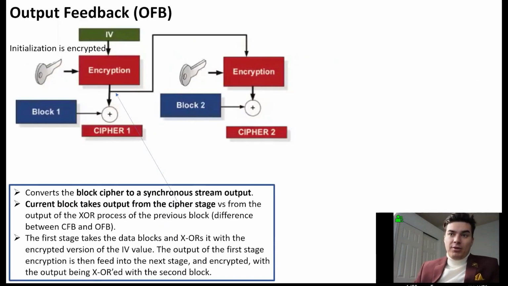So output feedback mode is almost the exact same as cipher feedback, as it's taking the block cipher and turning it into a synchronous stream output. But the difference is that it's taking the output from the cipher stage. After this initialization gets encrypted with an algorithm, it's outputting different stages of the math, and a portion of it goes to the block 1 data for cipher 1, and the other portion is used for the initialization vector for the next block of data.